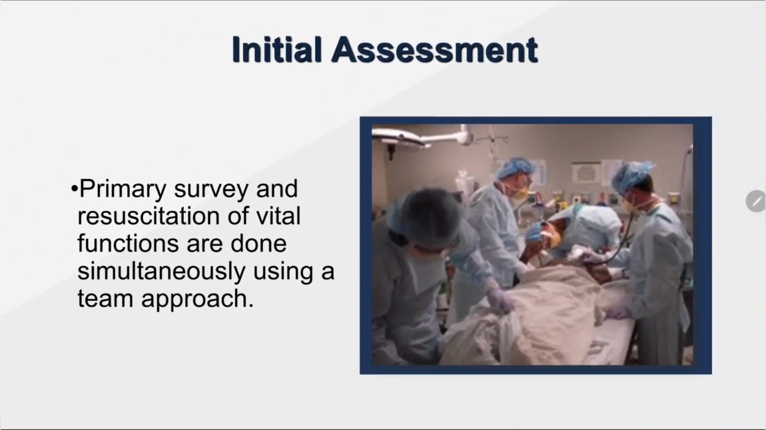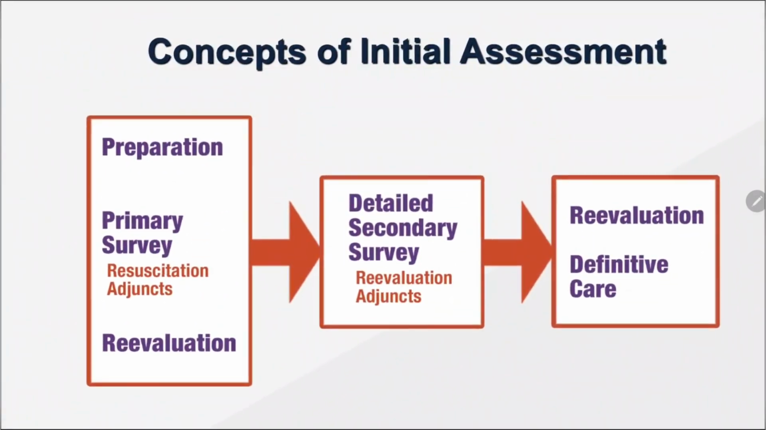The primary survey and the resuscitation of the vital functions should be done simultaneously. I mean, someone is caring about the airway, someone is caring about the breathing, another one is putting in a cannula, another is controlling bleeding. So there should be a systematic team approach to do this. But we are talking about ABCD in order to see which one takes priority over another.